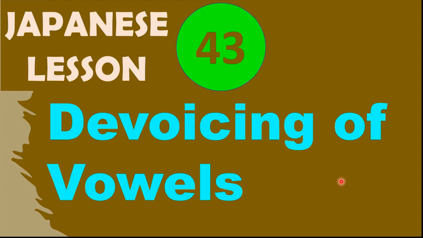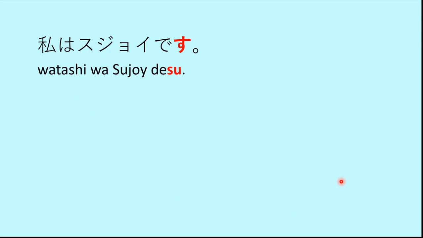Today is lesson 43 of this series of Japanese learning for beginners and today we are going to learn a very important concept which is devoicing of vowels.